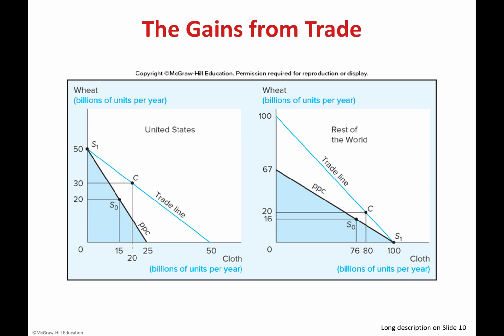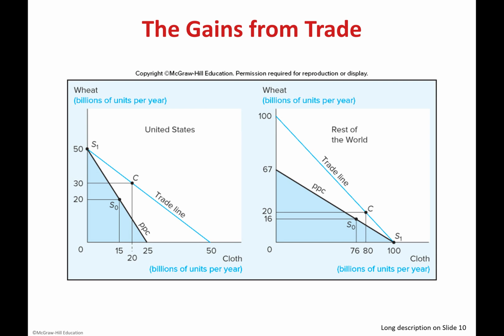Then they decide to trade, and they've decided to trade on a 1-for-1 basis. So there's no dollars here, notice. It's a question of barter that we're using here. They're trading a unit of wheat for a unit of cloth. That's the trade price that they agree. But that means that what the US can do is produce our 50 billion units of wheat, and we can just give up 20 billion units of that 50 to take us to 30.